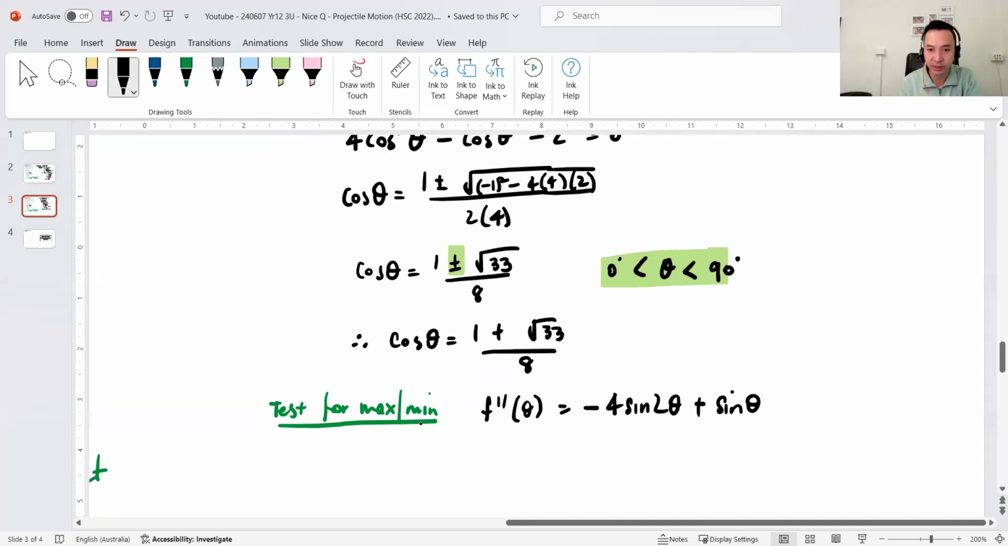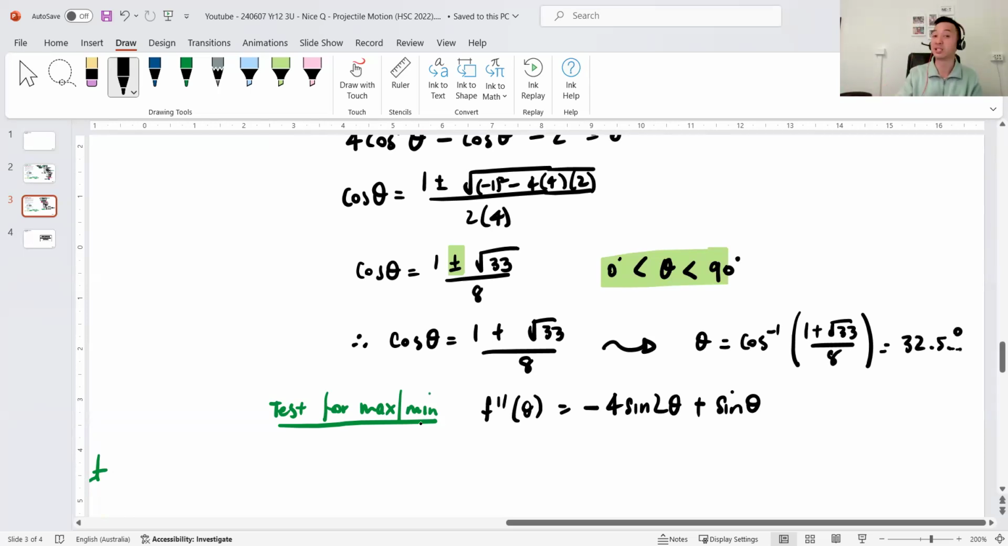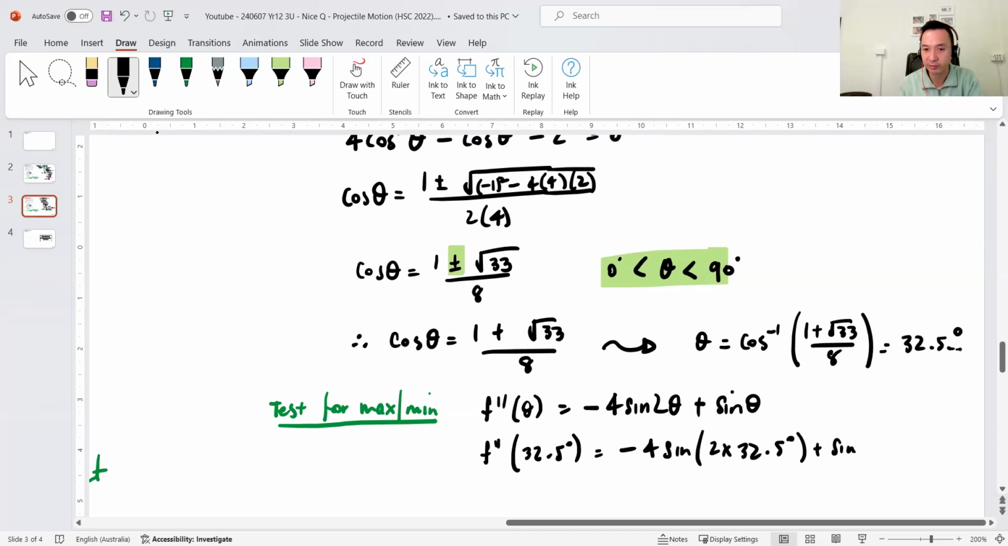Now, before I do that, maybe find the angle. If you shift cos that value on your calculator, just to get the angle, I'll do it as well. I think you get 32.5 blah blah blah degrees. Now you can deal with this in radians, but I'm just going to deal with degrees. If you put this angle into here, you get the second derivative at 32.5 degrees equals minus 4 sine 2 times 32.5 degrees plus sine 32.5 degrees.